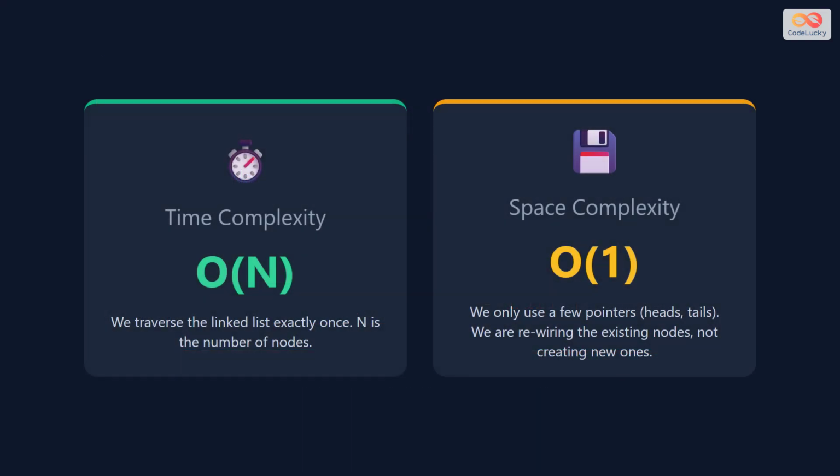Let's analyze the performance. We traverse the list exactly once, so the time complexity is O(n), where n is the number of nodes. For space complexity, since we are only rearranging existing pointers and not allocating new data structures proportional to the input size, it is O(1), or constant extra space.